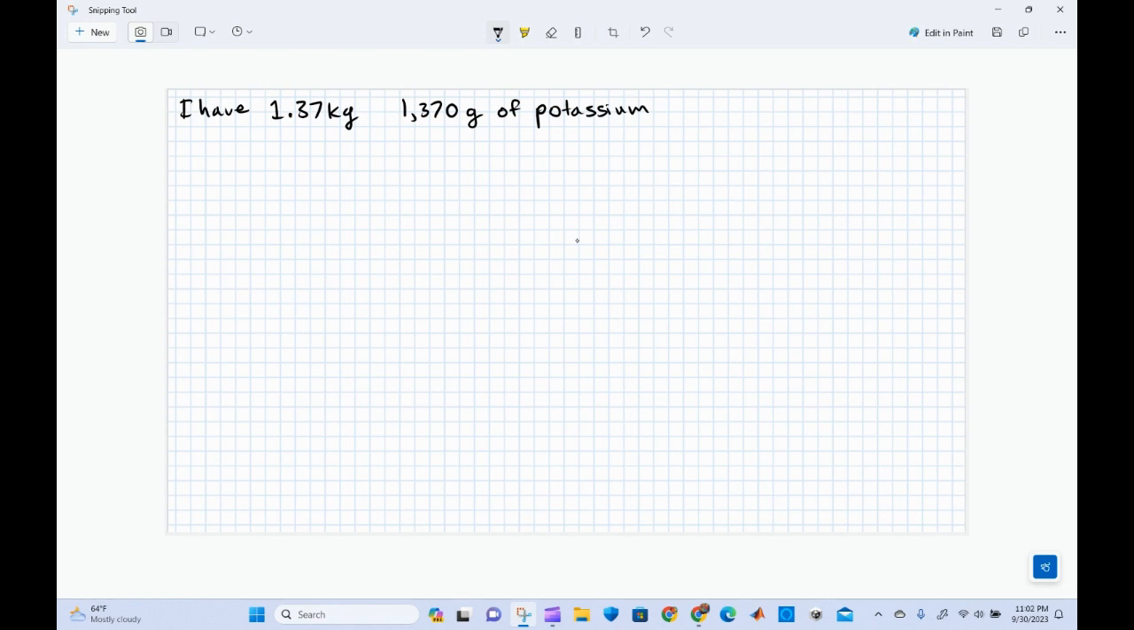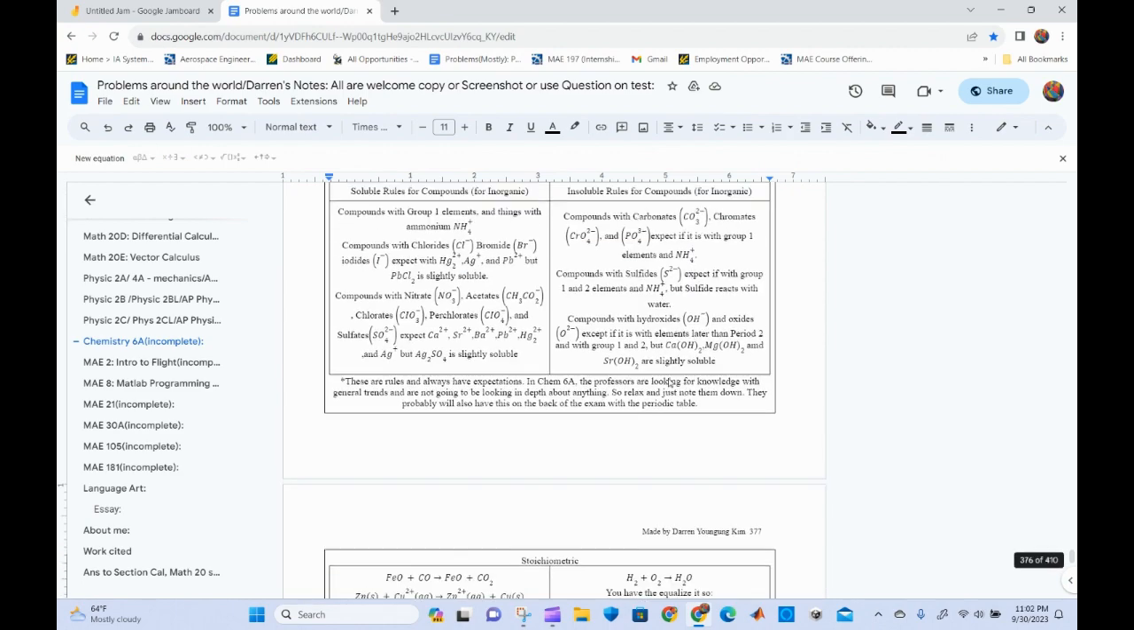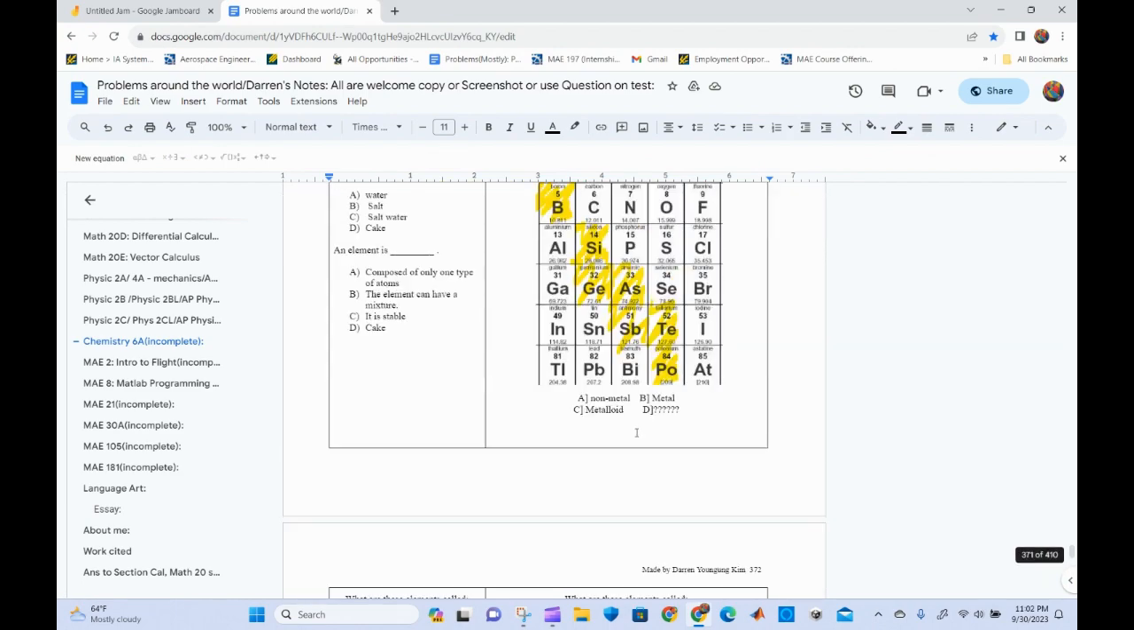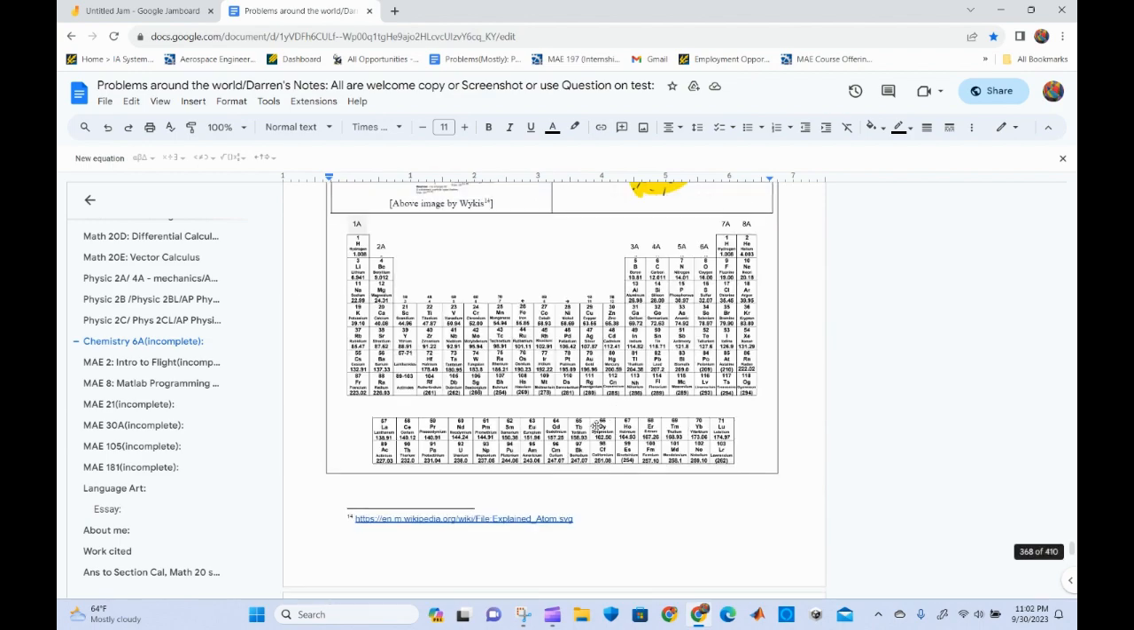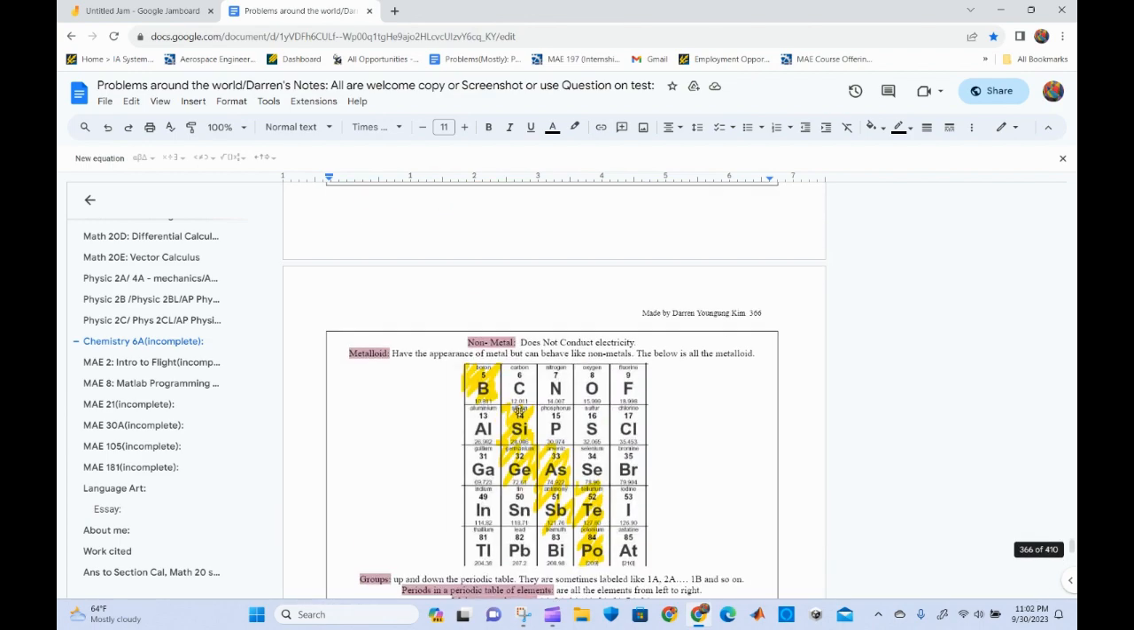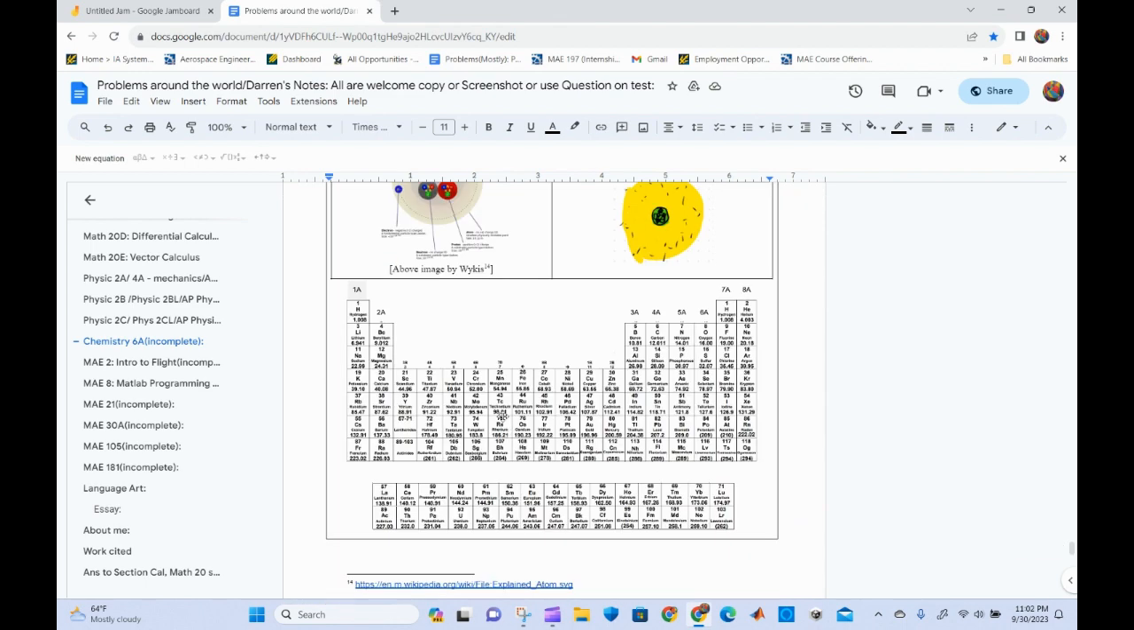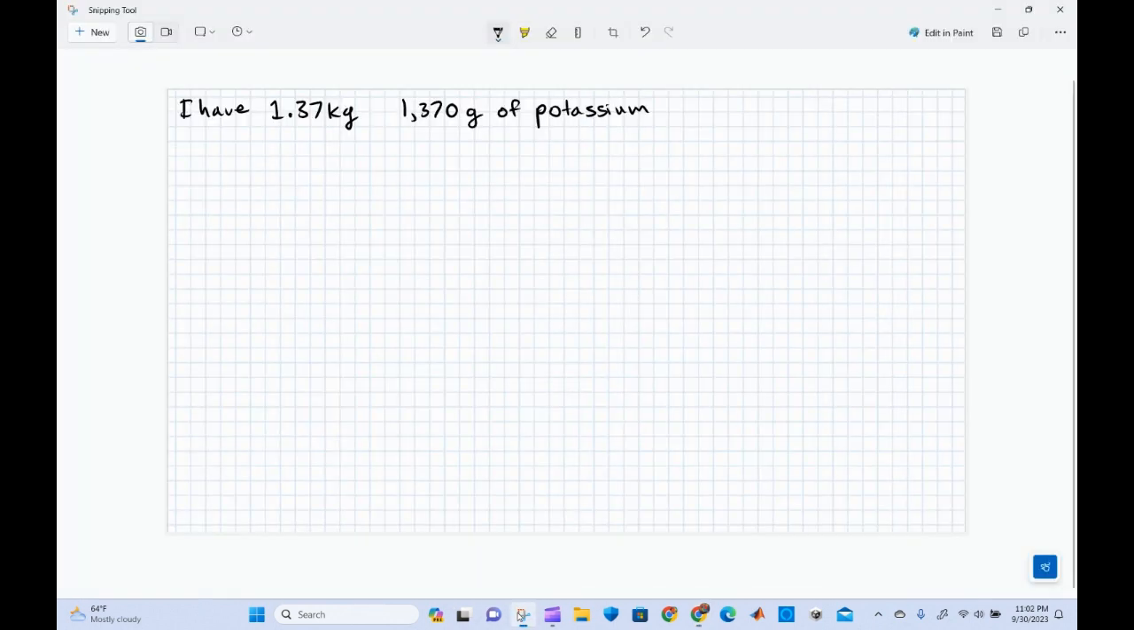I want the moles, so I have to divide that by the mass per mole, which is found by going to the periodic table. For potassium it's 39.10. But actually, let me double check: can you get potassium by itself?